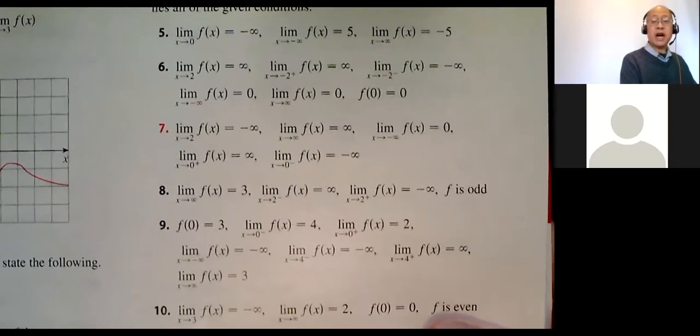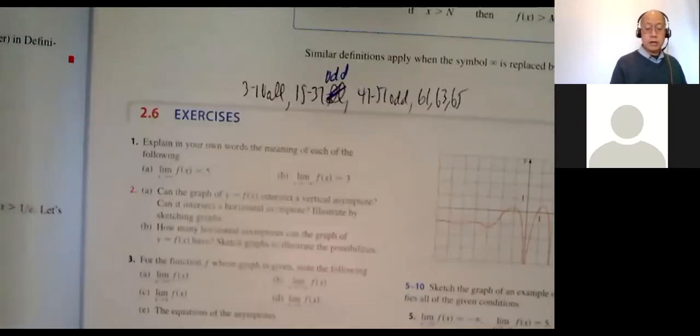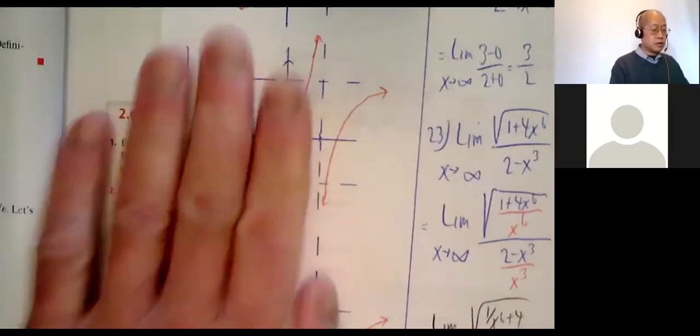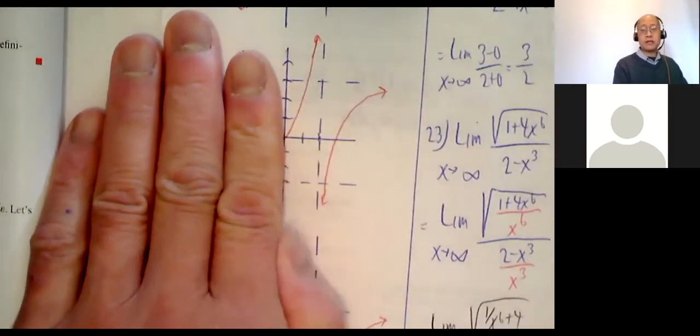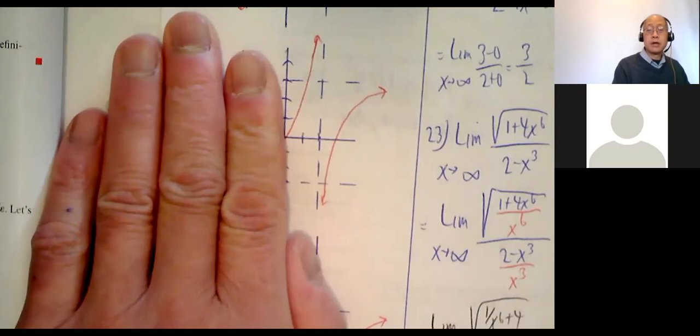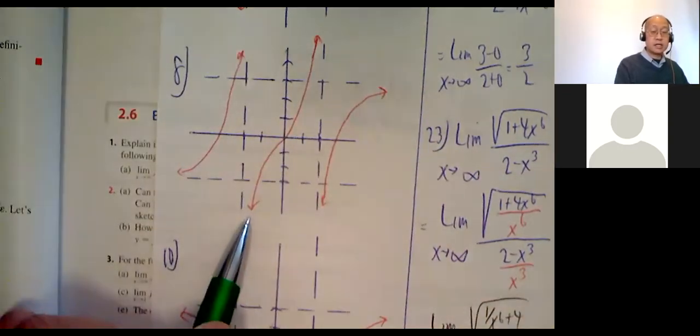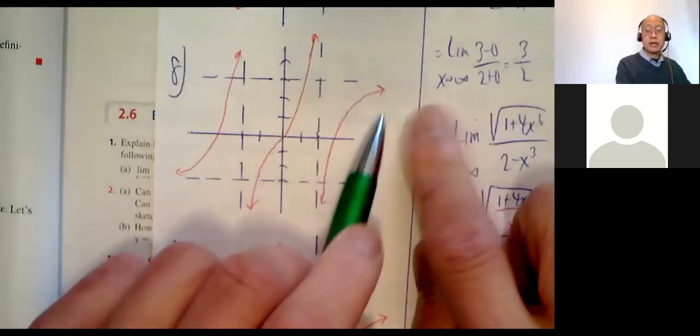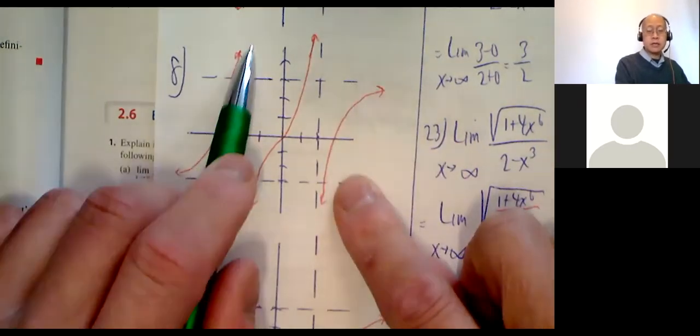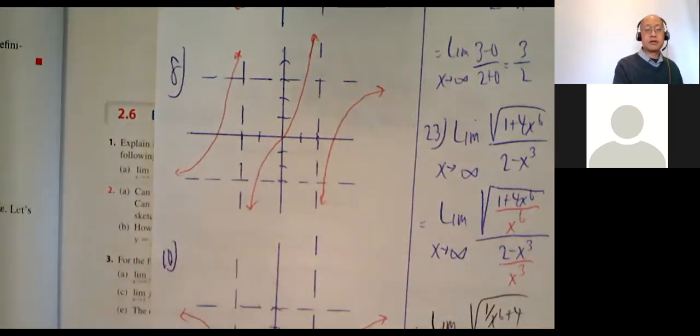And then it says f is an odd function. Okay, odd function. Okay, so far I have this. Odd function means symmetry with respect to the origin. Okay, so that means this thing is going to come down here. This thing reflects like so. So here's the answer to 8.